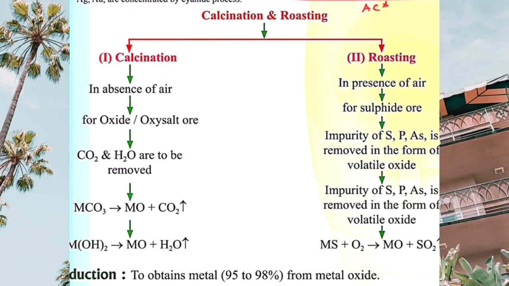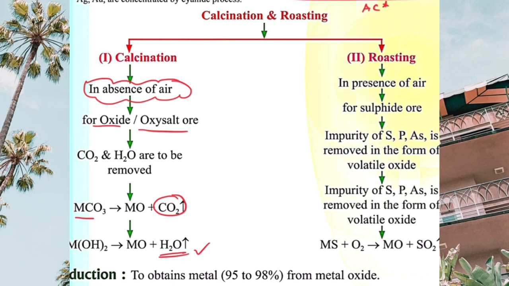Calcination or roasting. That is conversion of ore into oxide. So what do you mean by calcination? The process of heating the ore to very high temperature in absence of air below its melting point. Sir, it is applicable for what? It is applicable for oxides, hydroxides. So when you heat it, it liberates carbon dioxide gas. If any moisture is there, the moisture will be removed.